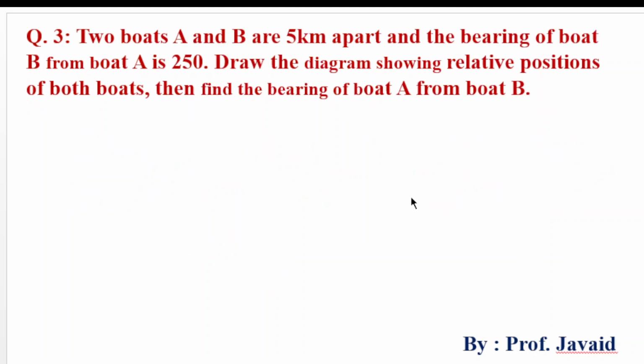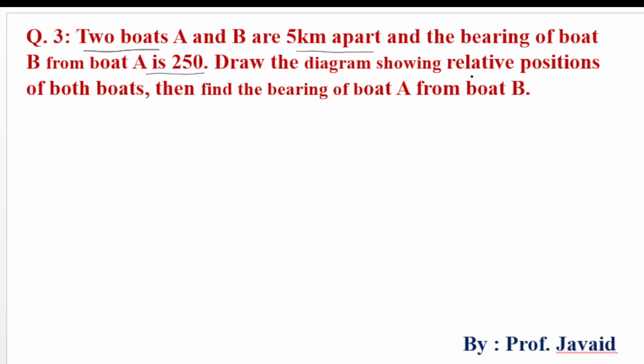So first of all, we have to read the question very carefully. This question is also very important. So let's read. Two boats A and B are 5 km apart. So two boats are there, 5 km apart. We have to make the diagram, and the bearing of boat B from boat A is 250. Okay, the bearing of boat B from boat A is 250.